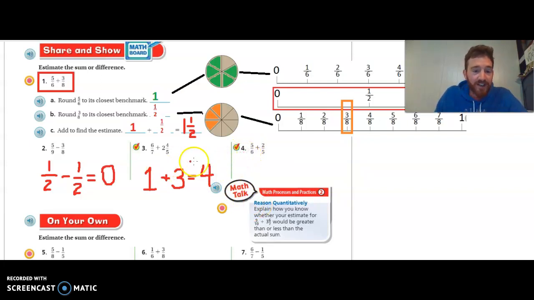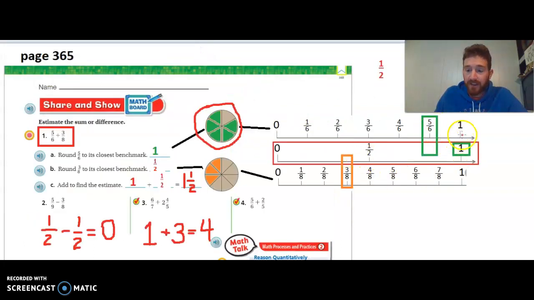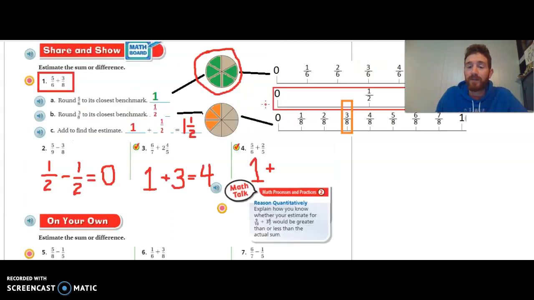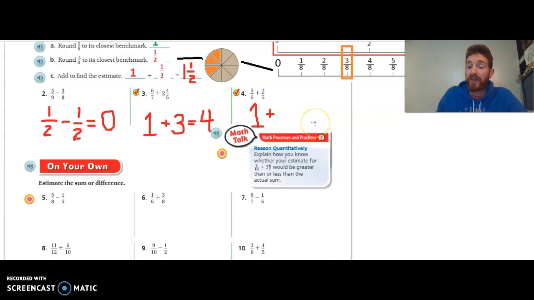Now we've got 5/6. 5 out of 6, like we saw up here, is almost a whole part. Again, if we see it on the number line, we can see it's close to 1. And we're going to round that to 1. So 5/6 is almost everything. So we can say that's about 1. And then plus 2/5. 2/5 is kind of in between, would be between 0 and 1/2. 2.5 or 2 5/10 would be half of 5. So this is actually really close to 1/2. So in this case, I would go ahead and round this to 1/2.